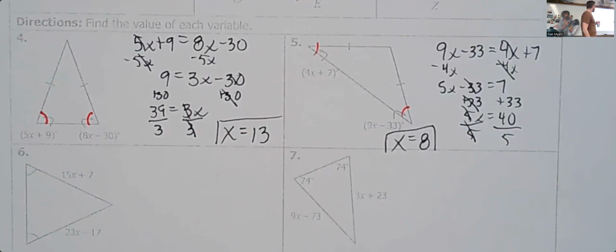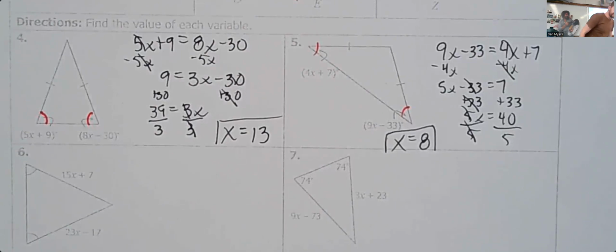All right, if you want to check your work, take a look. Any questions on number 5? X equals 8. You got a decimal. What equation did you write? 9x minus 33 equals 4x plus 7, or 4x plus 7 equals 9x minus 33. All right, so that's it for number 5. X is equal to 8. Any other questions?